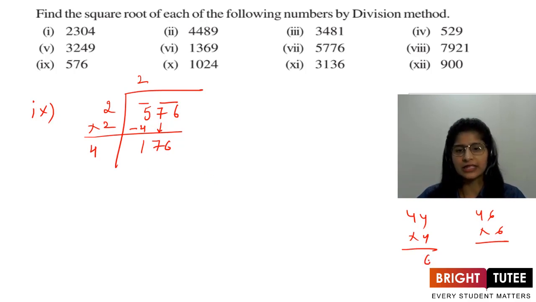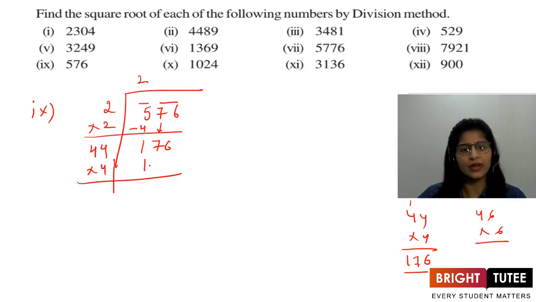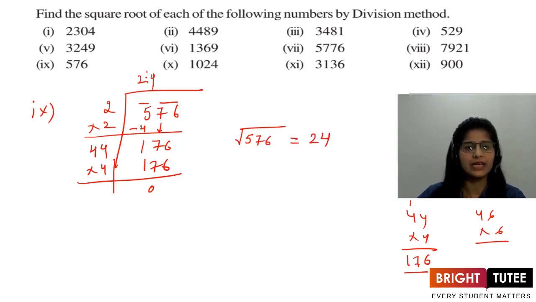4 4s are 16, 1, 4 4s are 16 and 1, 17. So we directly are getting it at 4 only. So we'll multiply with 4 and place the digit as 4. So 176 we will get, and here it will be 24. So the remainder is 0. The square root of 576 is equal to 24. Right? So I hope these questions are making sense to you, clearing the idea of the long division method.